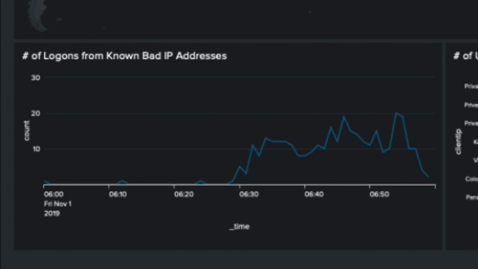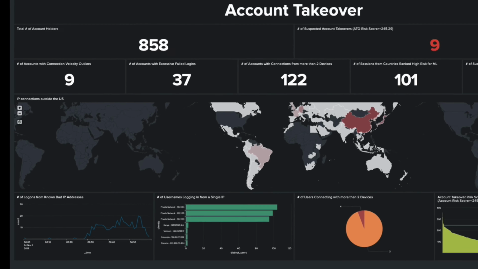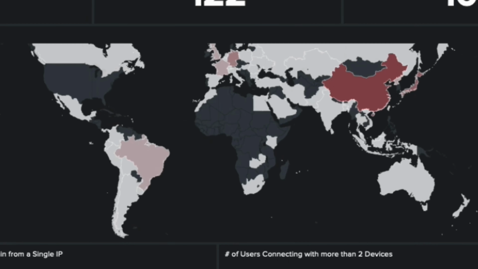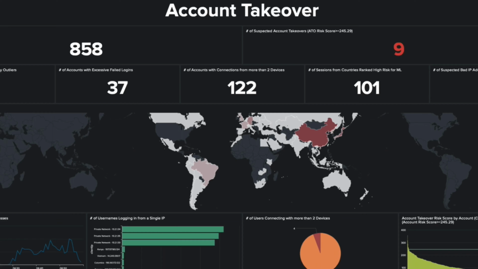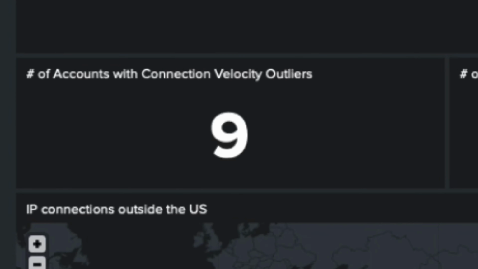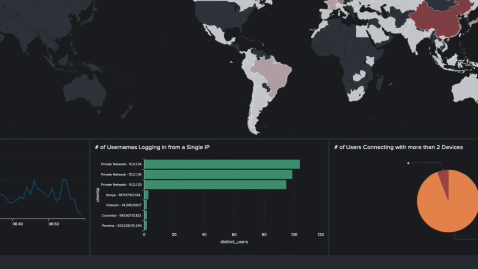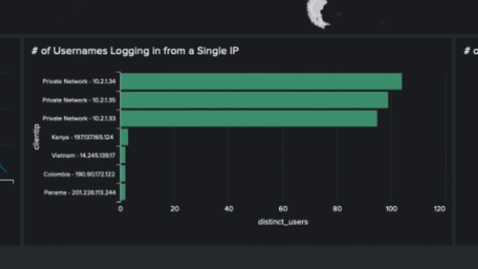Have users logged in from known bad IP addresses? A clear indication that a cyber attack is taking place. Which countries did users log in from outside of the home country? That could signify account takeover. Did the user log in from two geographically distant locations in a short time frame, indicating stolen credentials? How many users attempted to log in from a single IP address, indicating brute force or dictionary attacks?